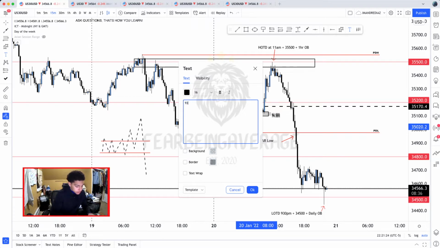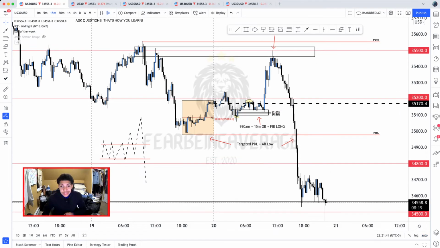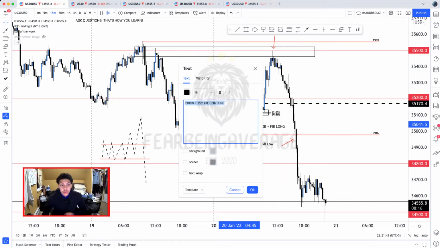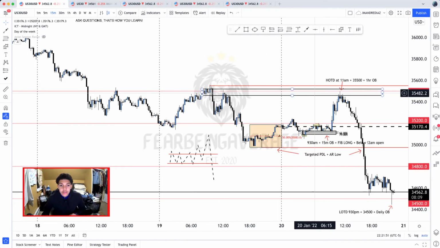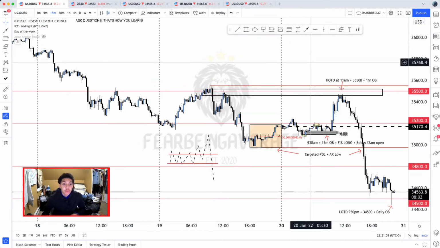So at 9:30 a.m., we had 9:30 a.m. plus we had that 15-minute order block plus the fib long. That's what we had right there, and that's what we had for our confirmation to take this trade this morning. And I'm also going to put below 12 a.m. Even though I was looking to take price at least down to around this 35100 area, which is right here. I wanted to see price come a little bit lower. If I would have potentially waited to get in that low, I would have missed this trade.